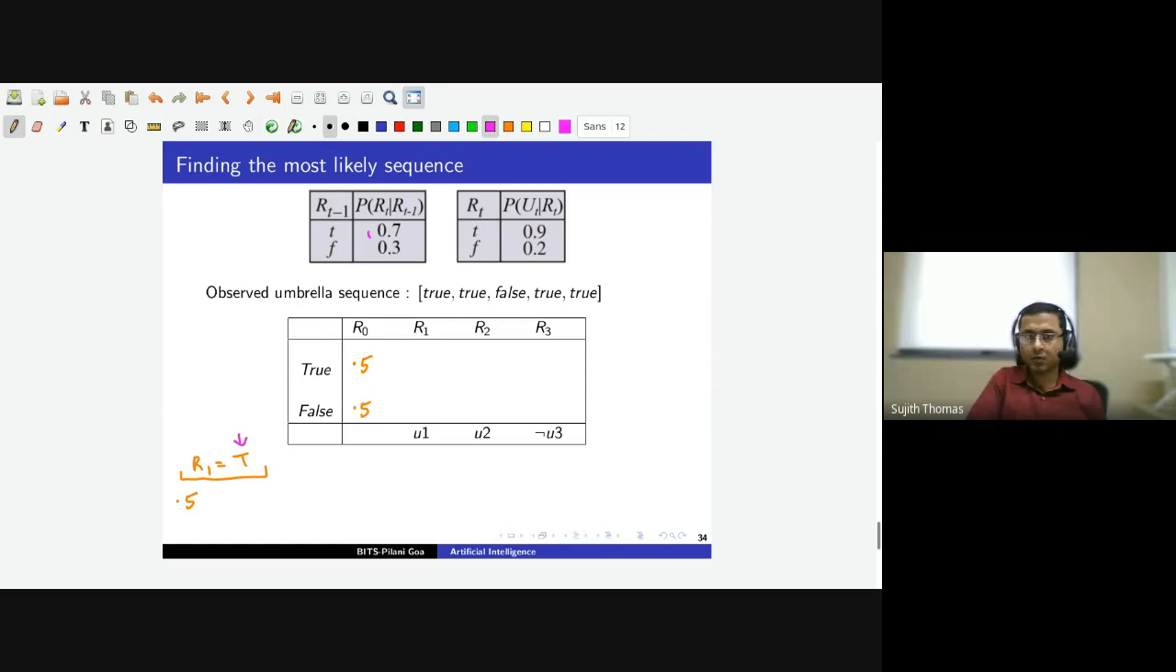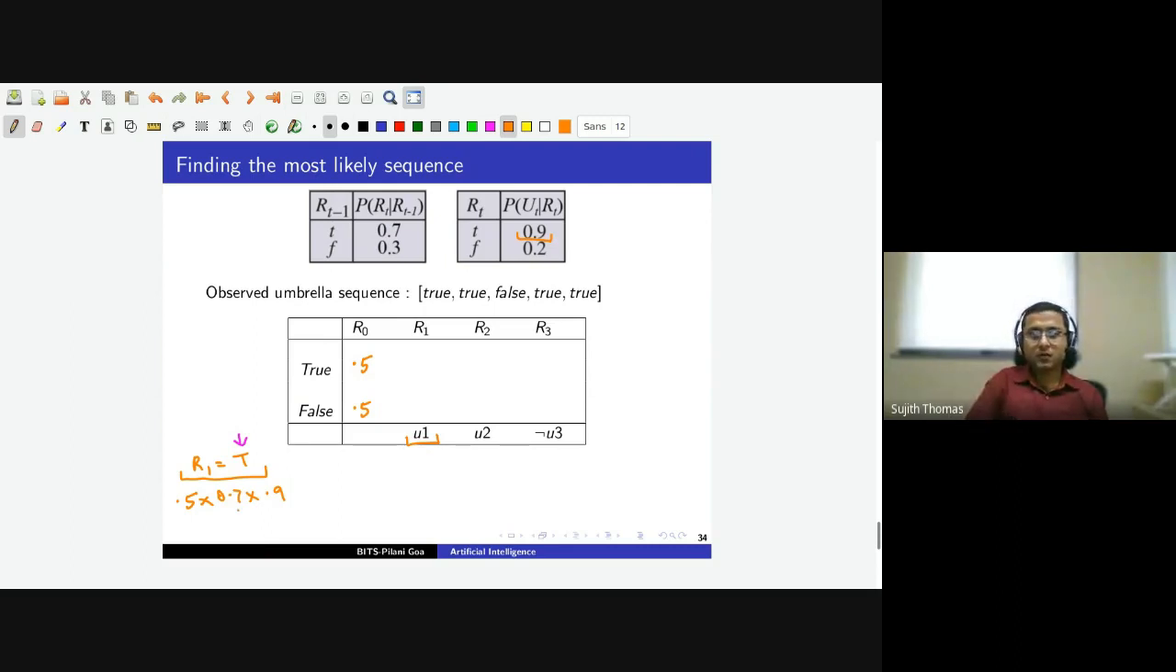So the transition probability will be 0.7 for this. And we are assuming R1 is equal to true. And what is the probability of observing U1, which is our evidence variable? So what is the probability of observing U1 when R1 is equal to true, which is 0.9. So this is one possible sequence that ends with R1 equal to true.